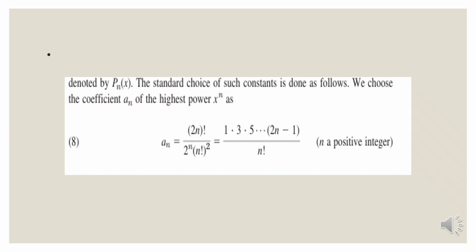Now you notice that the Legendre polynomial we got is not a unique function because we have the coefficients a0 and a1. Now to make it a unique solution, we can choose the coefficient of the highest power, x^n, to be a_n, and that coefficient a_n to be given by (2n)! over 2^n times (n!) squared. In other words, we've chosen the coefficient of the highest power to be given as a_n, like that. Let's continue.